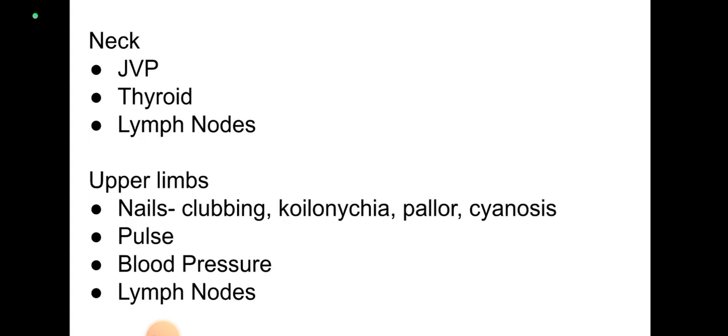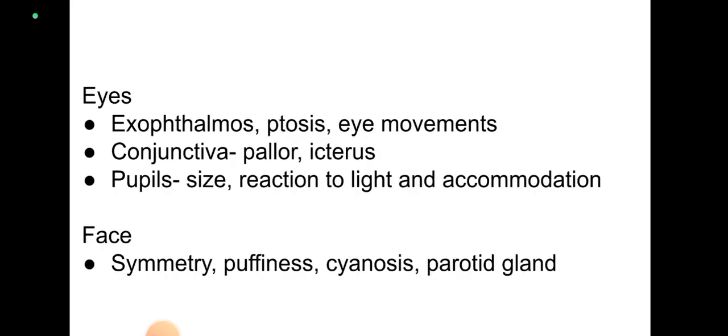In neck, we see JVP, which we just read. Then thyroid, lymph nodes, cervical lymph nodes. In upper limbs, we check nails, clubbing, koilonychia, pallor, cyanosis, pulse, blood pressure, lymph nodes. In lower limbs, we see edema of feet and ankles. So let's revise.